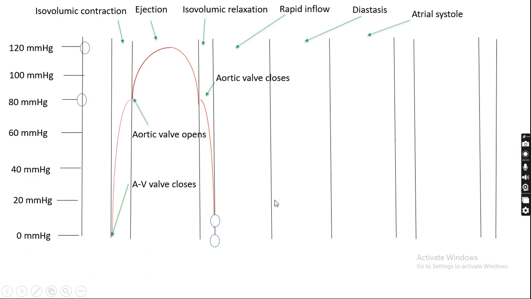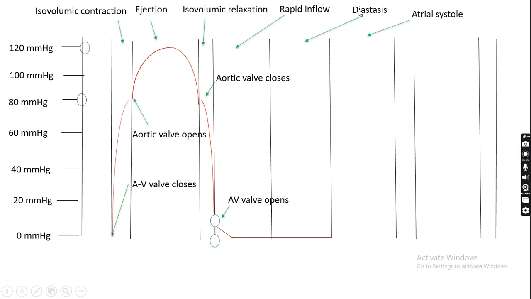Now, the pressure in the atria causes the atrioventricular valve to open and blood passes from the atria to the ventricle through the open atrioventricular valve, and this first phase causes the rapid inflow. But as the relaxation is more, the blood pressure in the left ventricle begins to decrease and it is going to about 0 millimeter of mercury pressure.